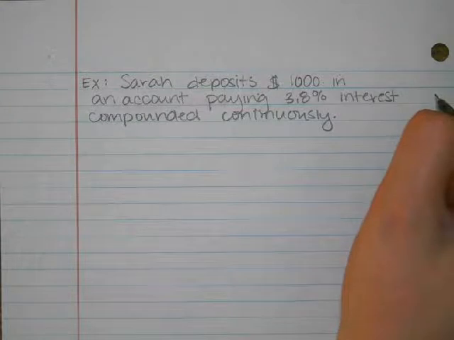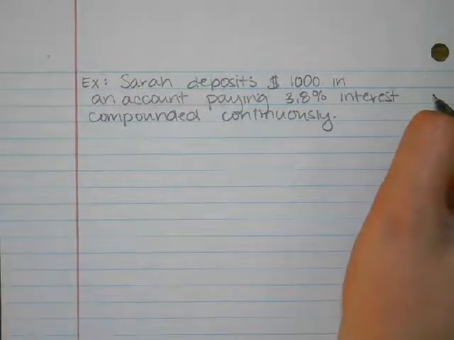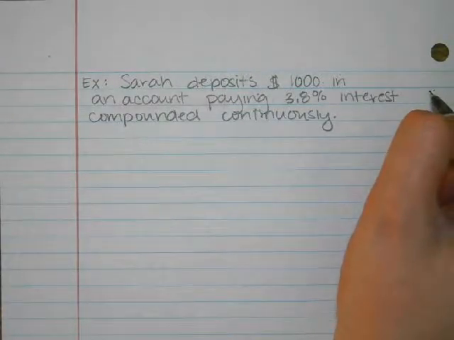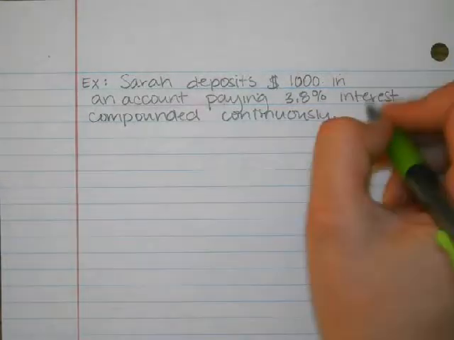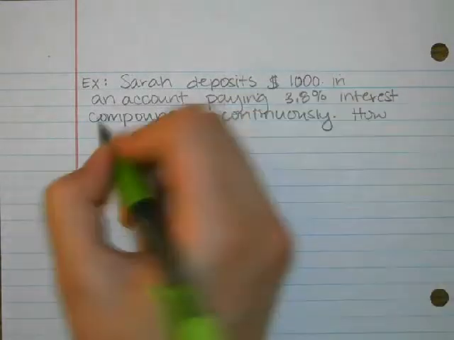So Sarah deposits $1,000 in an account paying 3.8% interest compounded continuously. How much? It's right up here.